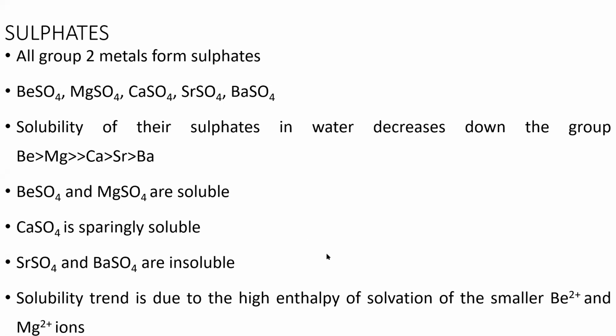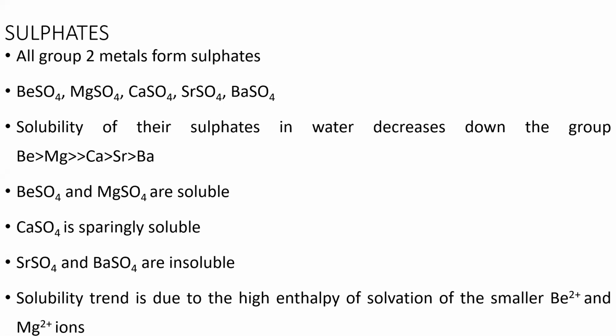Solubility of sulfates in water decreases down the group. So why does that happen? What it means is that the sulfates of beryllium and magnesium will be more soluble in water than those of calcium, strontium, and barium. Why is this so? Solubility of your group 2 sulfates and even their carbonates decreases down the group.